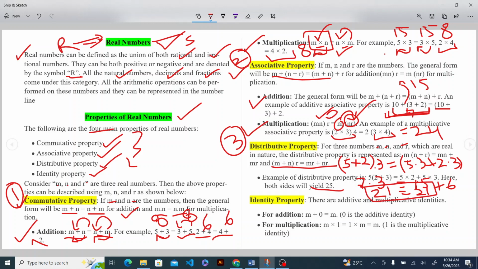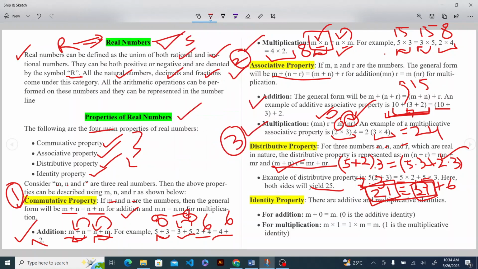But with the first way we got 25 on both sides, left hand side and right hand side, and with the second way of the distributive property we got the same value on both sides. Obviously the property is proven, but we are getting different values here, 21 and 21, and in the first way we got 25. I hope this is clear.